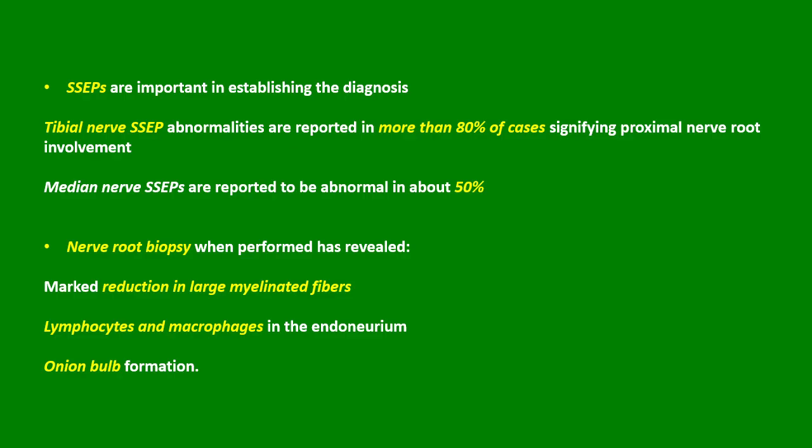Somatosensory evoked potentials are important in establishing the diagnosis. Tibial nerve SSEP abnormalities are reported in more than 80% of the cases, signifying proximal nerve root involvement. Median nerve SSEPs are reported to be abnormal in about 50%. Nerve root biopsy, when performed, has revealed marked reduction in large myelinated fibers, lymphocytes and macrophages in the endoneurium, and onion bulb formation.